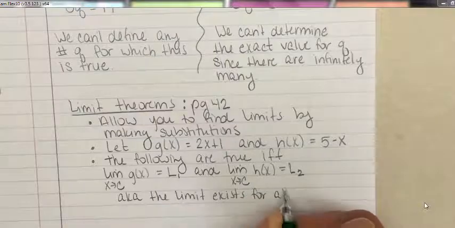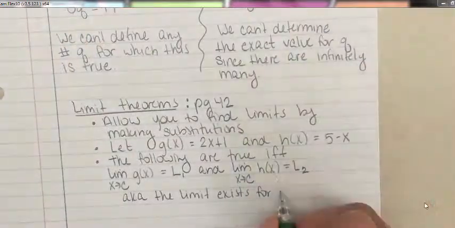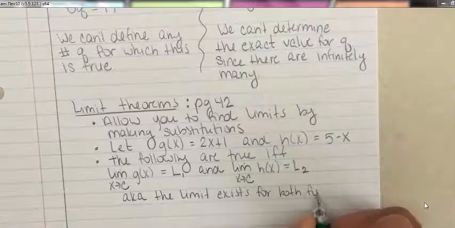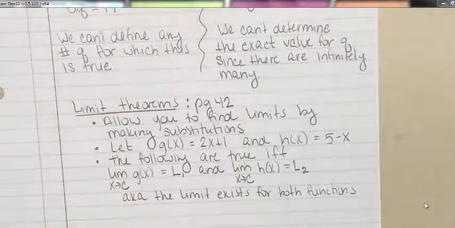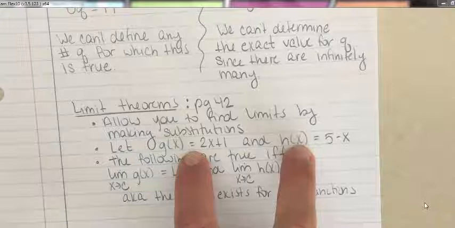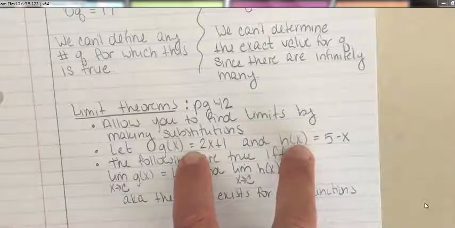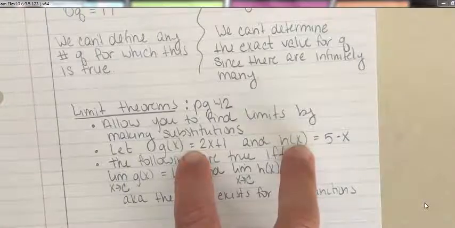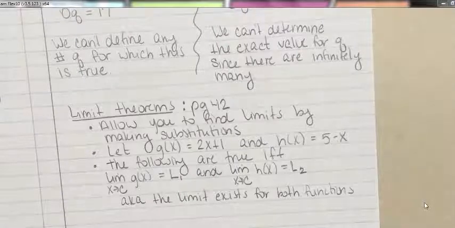I'll put all functions. No, I better put for both, for our purposes here. Now, these theorems can be extended to multiple functions. So, for example, the limit of a sum, I'm just going to use these two functions. I'm going to add these two functions together and take their limit. However, I could also do 3 functions, or the sum of 4 functions, or the sum of 5 functions, okay? To make this a little bit easier on ourselves, let's just do 2.